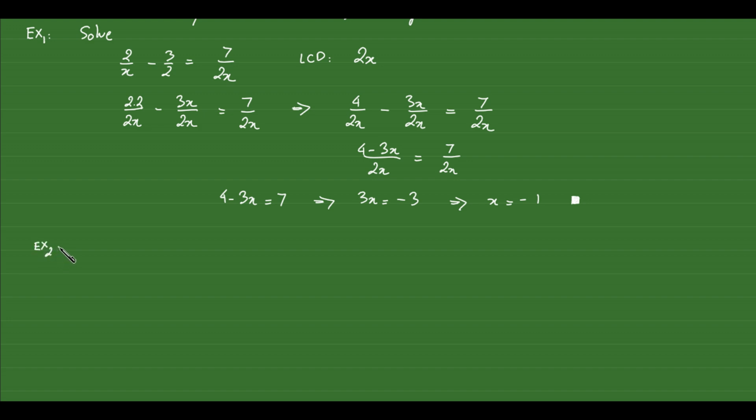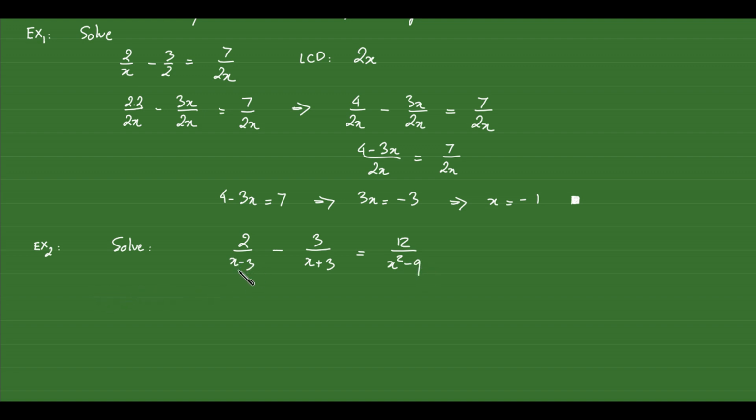Example number 2. In the first example, you didn't have to factor anything. But now let's take a look at this one. I have 2 over x minus 3, minus 3 over x plus 3, equals 12 over x squared minus 9.